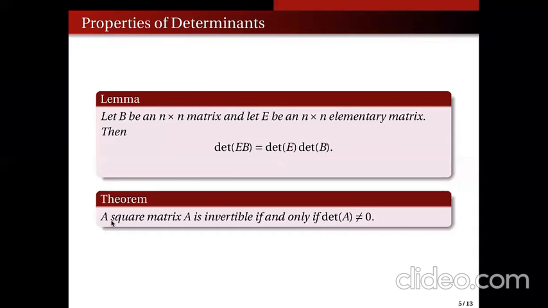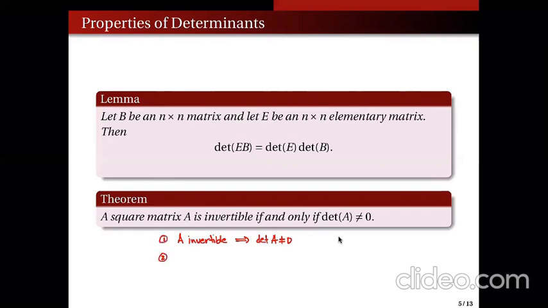Coming from this, we can prove that a square matrix A is invertible if and only if the determinant of A is not equal to 0. So we can use this result in order to prove this theorem. This is an if and only if statement, so it has two ways. The first one is A invertible implies that the determinant of A is not equal to 0.